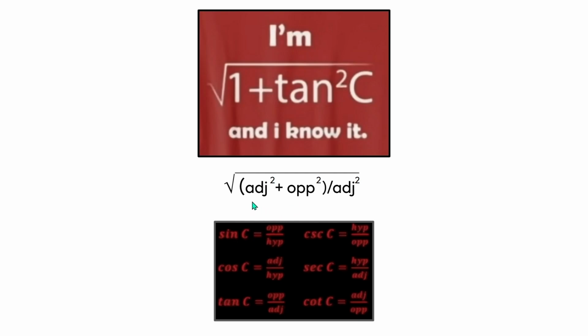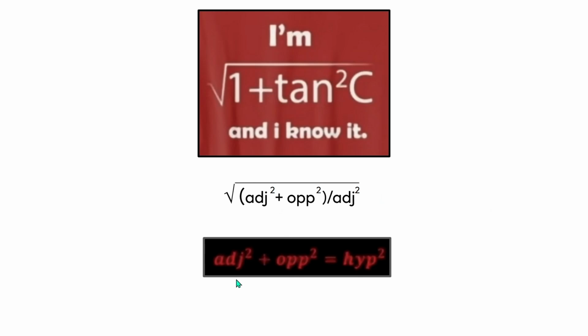Now, what is adjacent squared plus opposite squared? Well, we can use these notes to find out that that equals hypotenuse squared. So we get the square root of hypotenuse squared over adjacent squared. And whenever you're square rooting a numerator and a denominator, or a fraction, you split the square root to both the numerator and the denominator. So in this case, the squares and the square roots cancel out. So we get hypotenuse over adjacent.